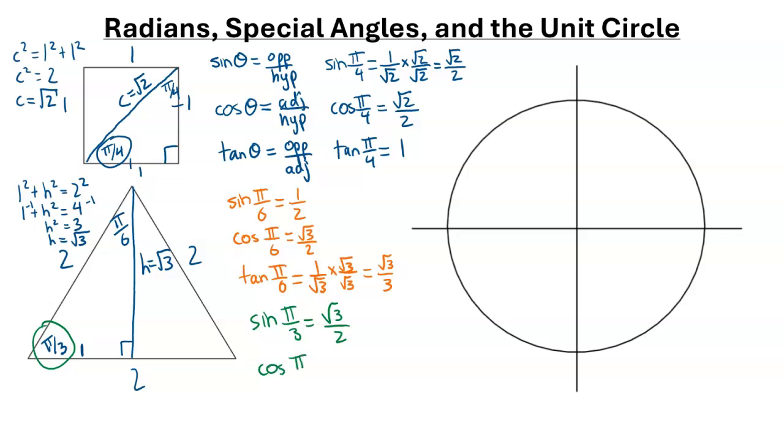Cosine of pi over 3 gives me adjacent over hypotenuse, so 1 over 2. You can see that the sine and cos of pi over 6 and pi over 3 are literally just swapped of each other. And then tan of pi over 3 is equal to the opposite side over the adjacent side, which is root 3 over 1, which is just root 3. So there we go. We've got special angles.